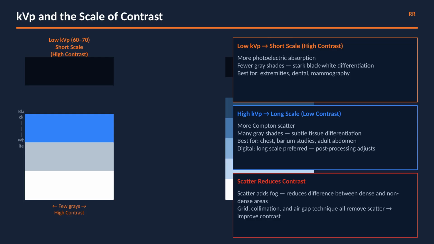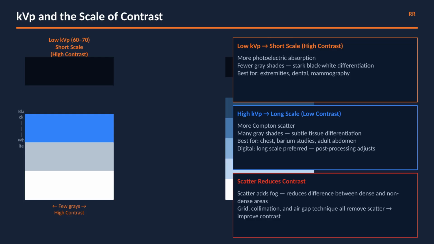The right bar represents high kVp, 110 to 125 kVp. Long scale, lower contrast. 7 or more distinct gray levels visible from black through multiple intermediate grays to white. Gradual transitions. Long scale. Low contrast.